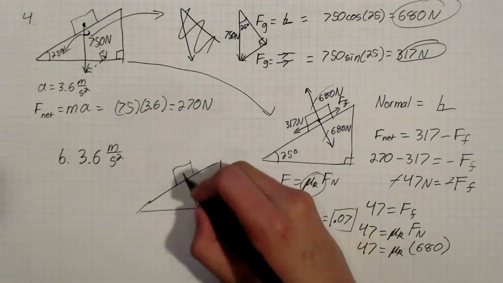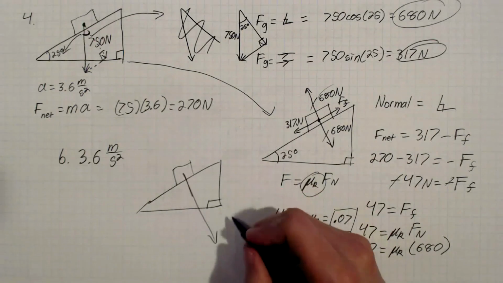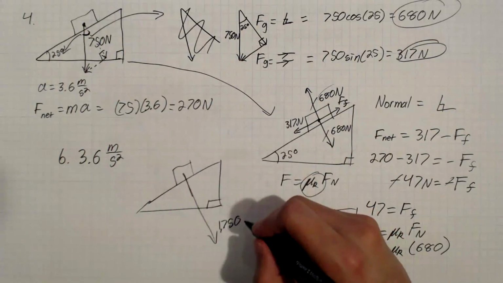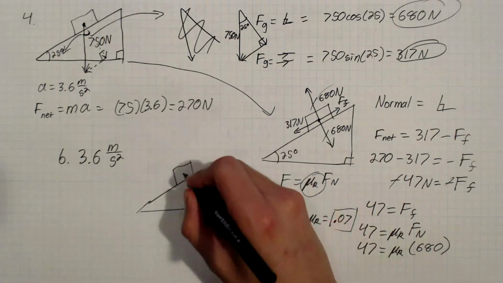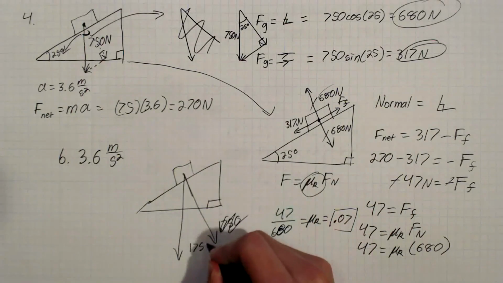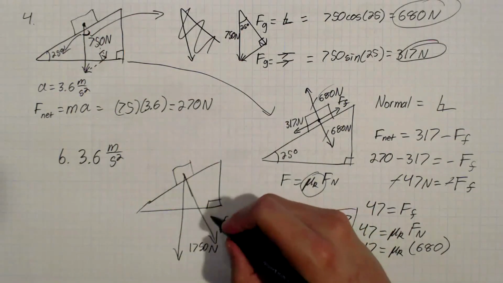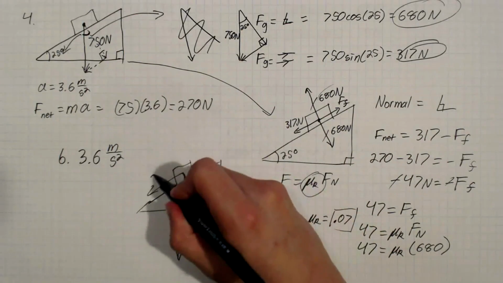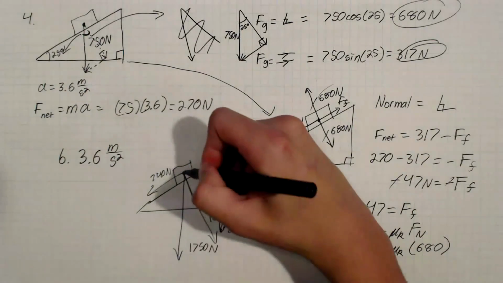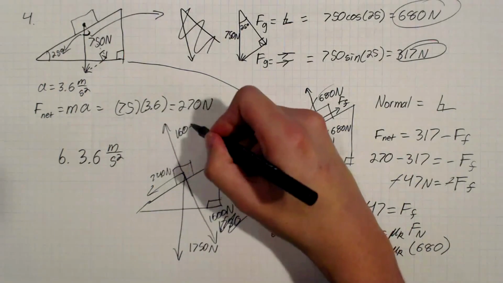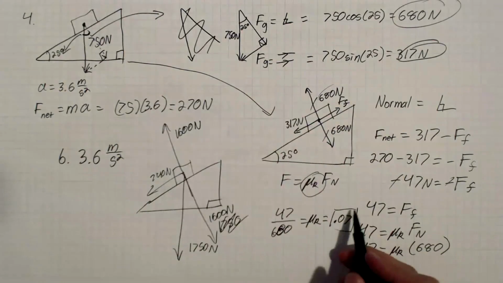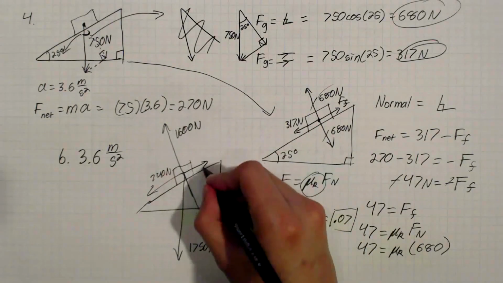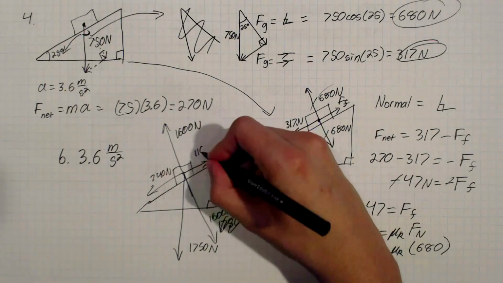Now, you could redraw it, this time you have a big mass, a big weight of, actually no, 1,750 newtons, and you could split it up into 1,600 newtons and 740 newtons. Again, this is your normal force at 1,600 newtons. You multiply your normal force by your coefficient of kinetic friction, and you get your frictional force of 110 newtons.